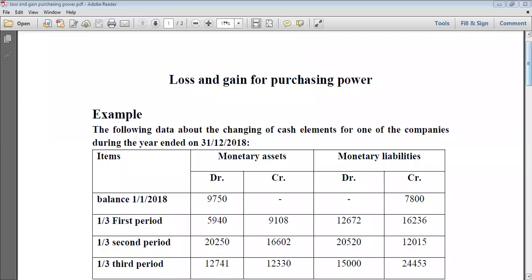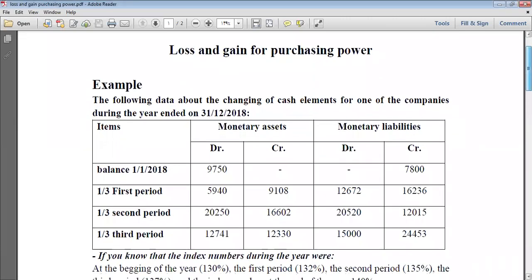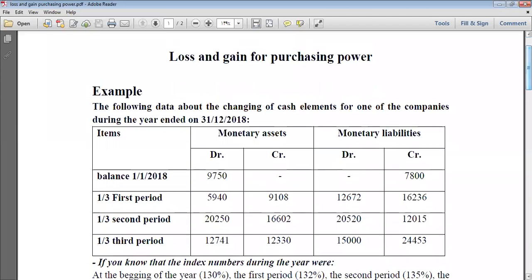Good afternoon يا شباب. Today we are going to talk about the second example of inflation, loss and gain for purchasing power. Example 2. The following data is about the changing of cash elements for one of the companies during the year ended on 31 December 2018.